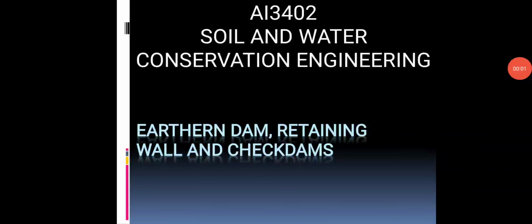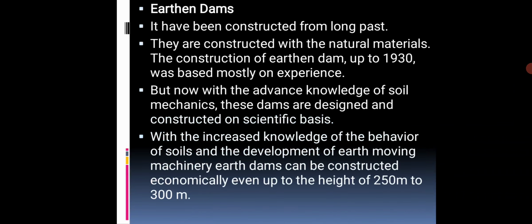In soil and water conservation engineering, let's see earthen dams, retaining walls, and check dams. At first, earthen dam. It is constructed for long. They are constructed with naturally available material.